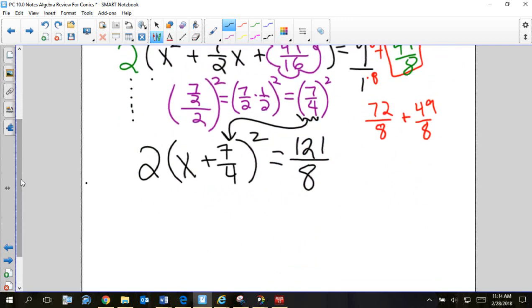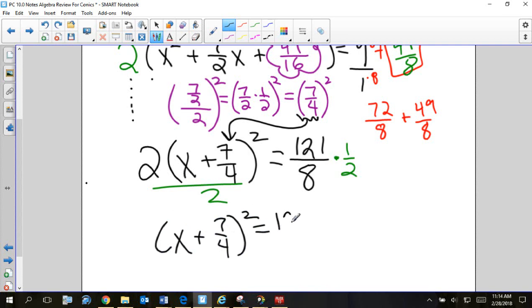At this step, we have to solve for x. So you peel off the layers. What is the layer I'm getting rid of next? I've got to get rid of that 2. So we're going to divide by 2, but instead of dividing by 2, I could also multiply by its reciprocal, 1/2. So I will have x plus 7/4 squared equals 121/16. I kind of like that number because what are we doing next? Square rooting, and those are perfect squares.